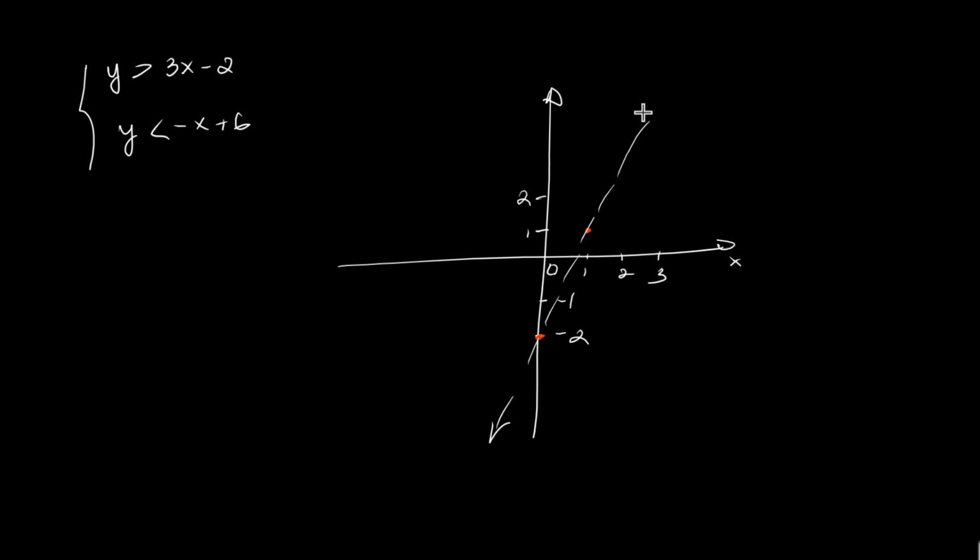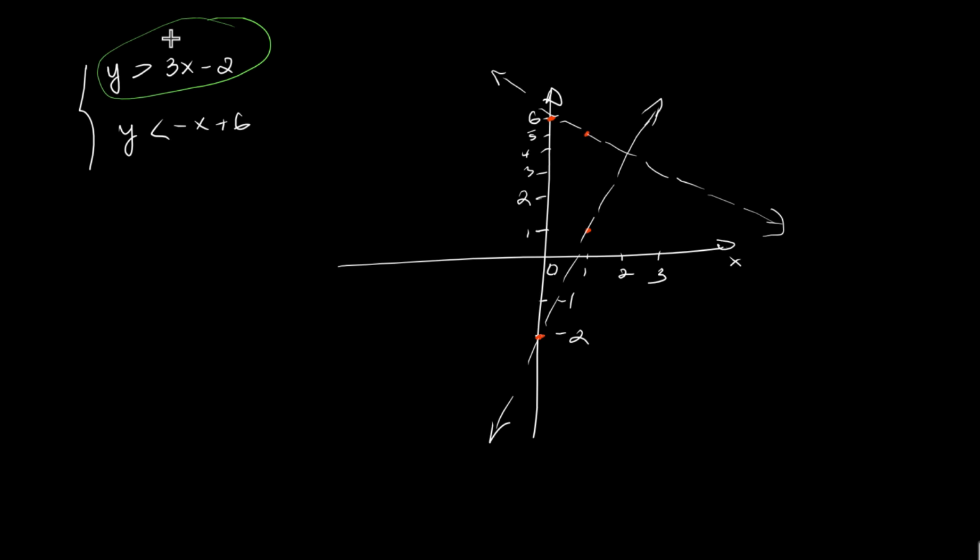Now for the second inequality. The y-intercept is 6, and the slope is negative 1. So go right 1 and down 1. This is also a dashed line. Now we have 4 regions. Which one should we shade?